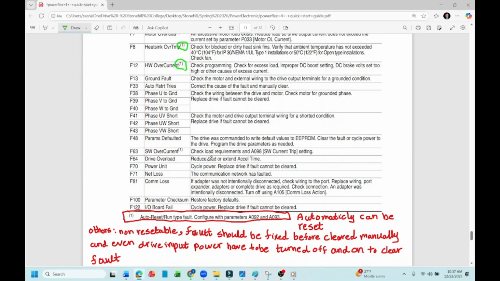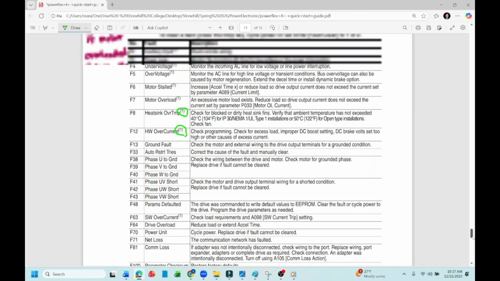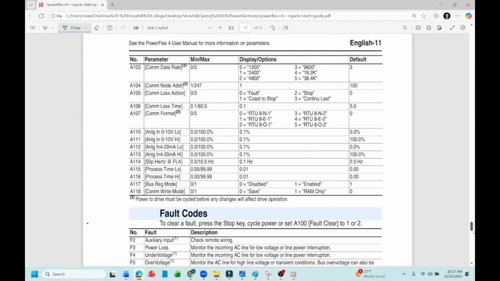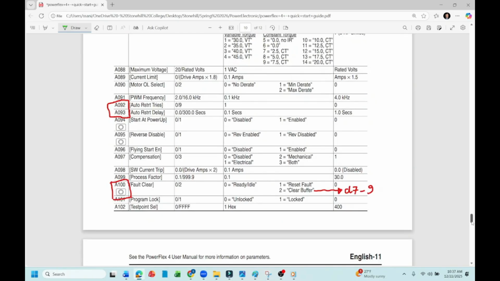For the errors that you see no one on the side of them, that means they are not resettable. So for these you should go and fix the fault before you are able to clear it manually from your VFD, and even the drive input power also needs to be turned off and on to be able to clear the fault. So that's two things that you need to consider, which is that you see two different types of error here on the table.